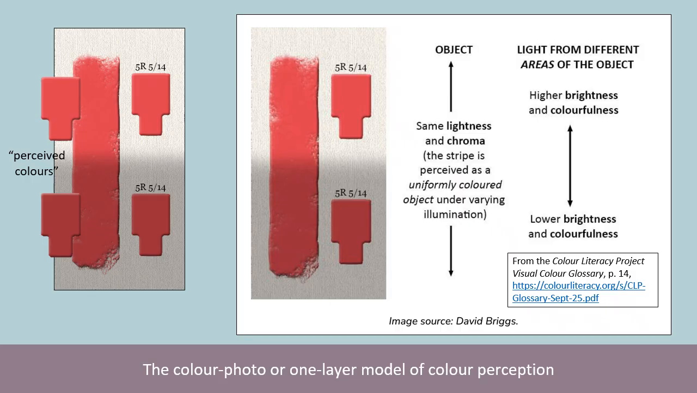But this is to lose sight of the fact that the object colour is a perception. We perceive it through the variations in illumination. This is a point that can be easier to grasp for the colour novice than for those of us who are long accustomed to thinking in terms of the colour photo model.